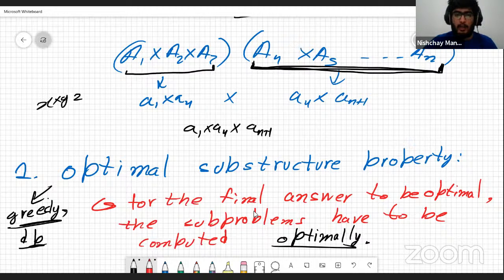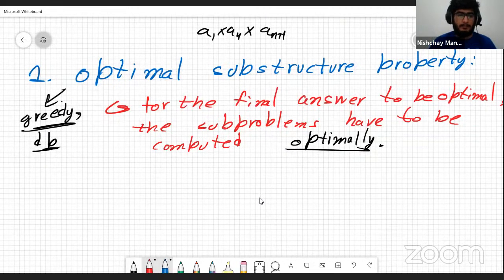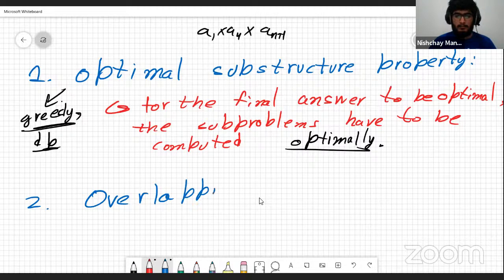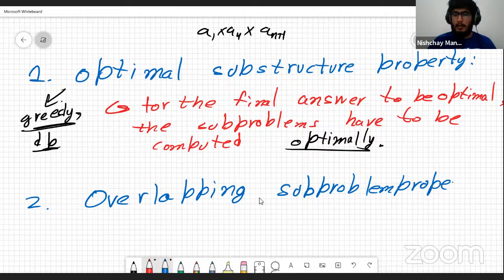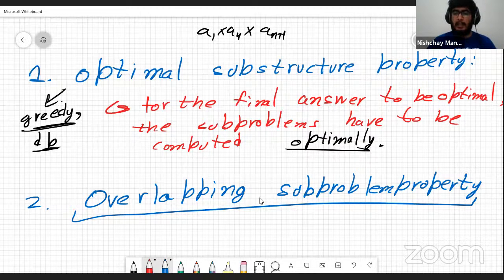And the second property, which you might have seen here, is the overlapping subproblem property. And this is the most eye-catching property that you have to look for in dynamic programming. Basically, if a problem depicts overlapping subproblems, it's dynamic programming, right? Mostly, nothing else has to be used other than the overlapping subproblem property to identify a dynamic programming problem, right?